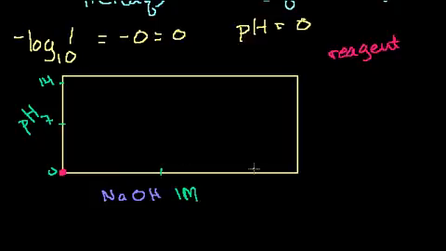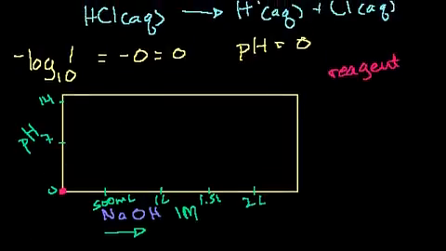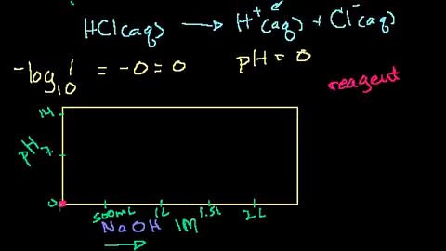And then this would be 2 liters. So this would be 500 milliliters. This is 1 liter. This is 1.5 liters. This is 2 liters. And so on this axis, I'm going to slowly add more and more of this hydroxide. So what's going to happen? As I slowly add hydroxide, it's going to increase the pH.